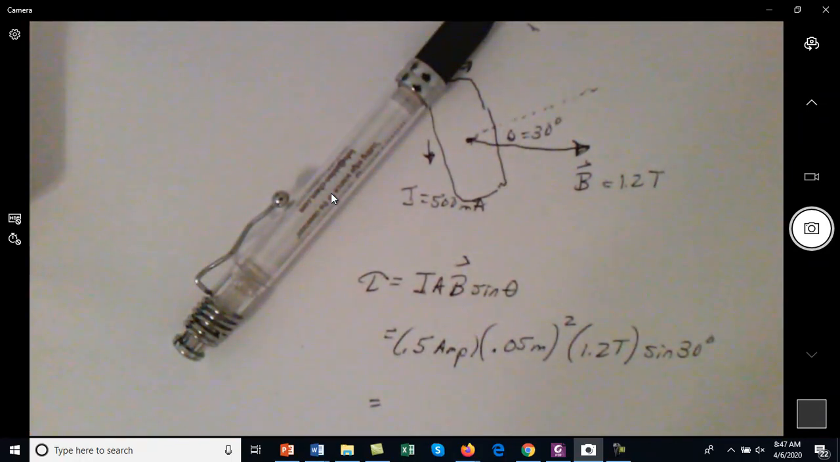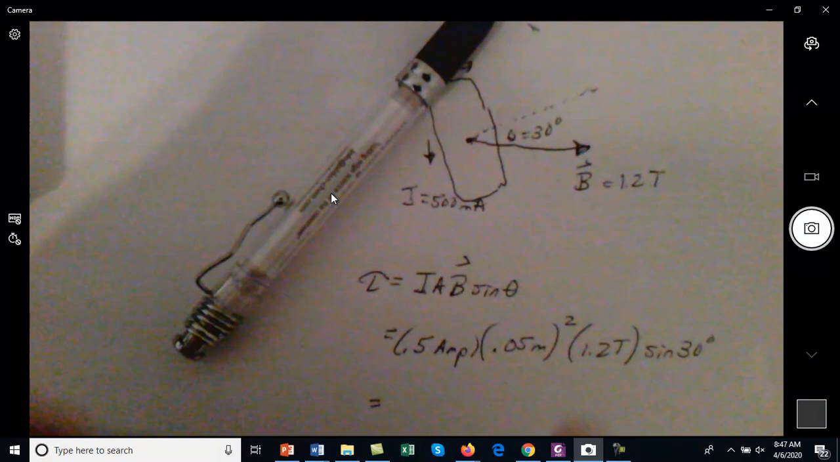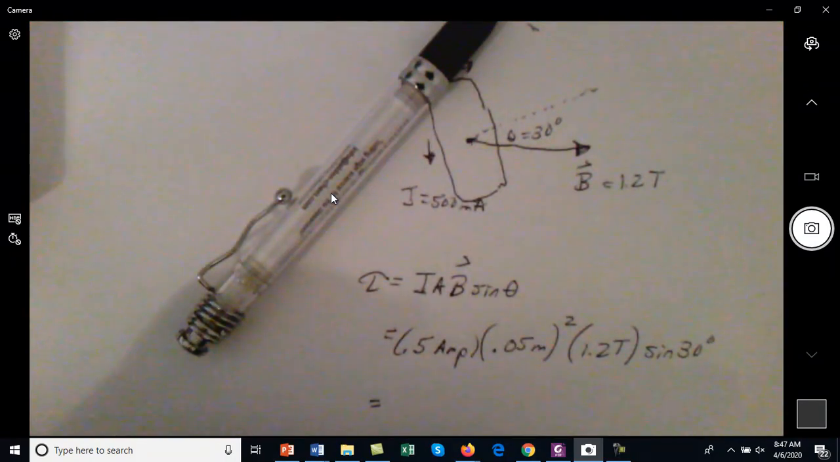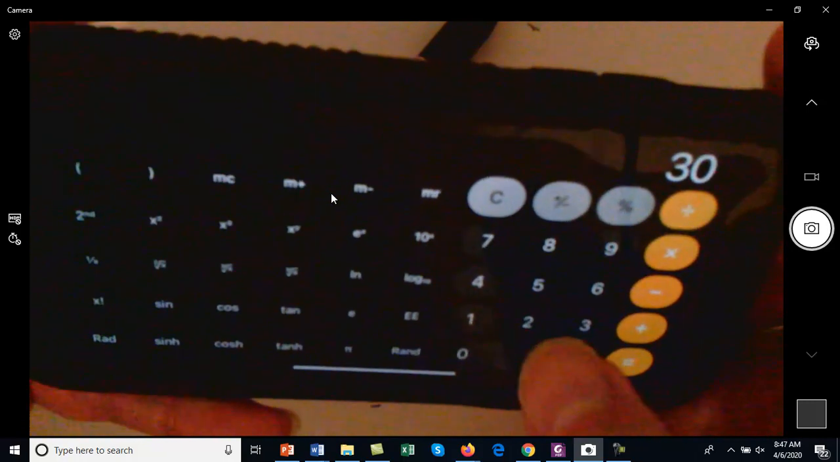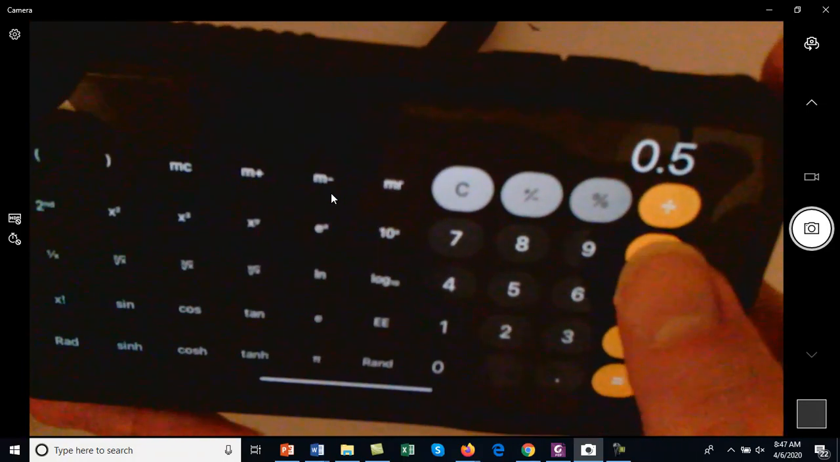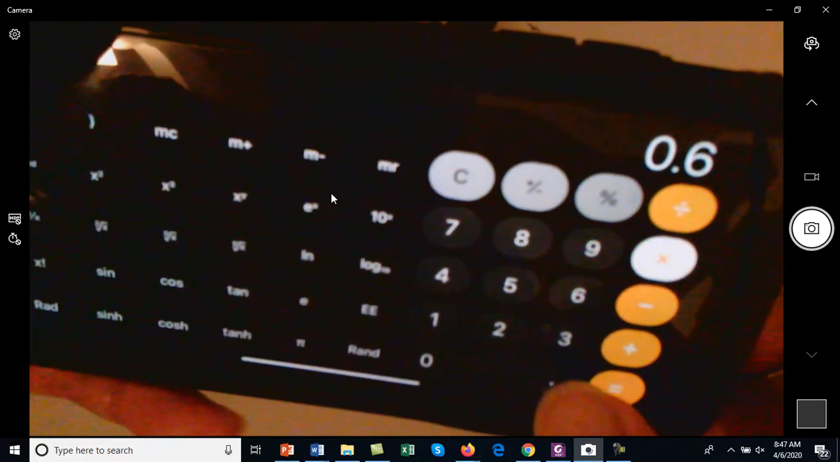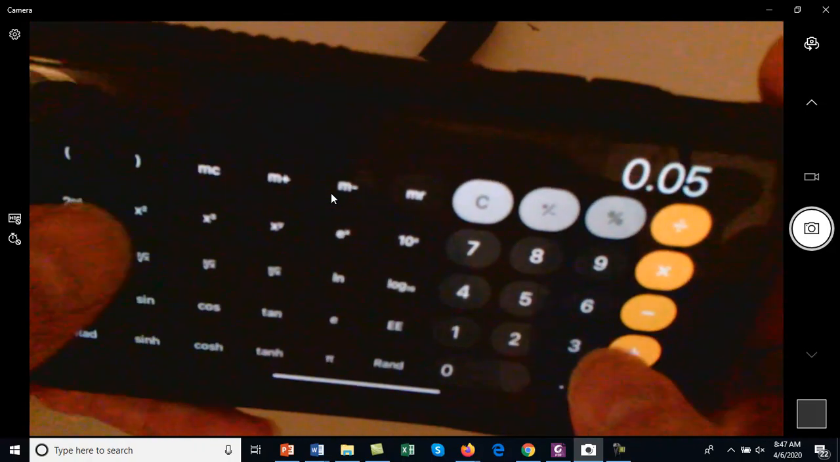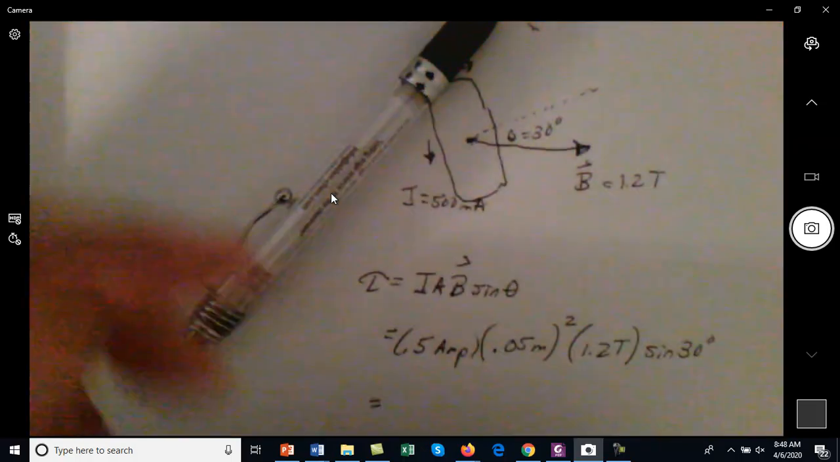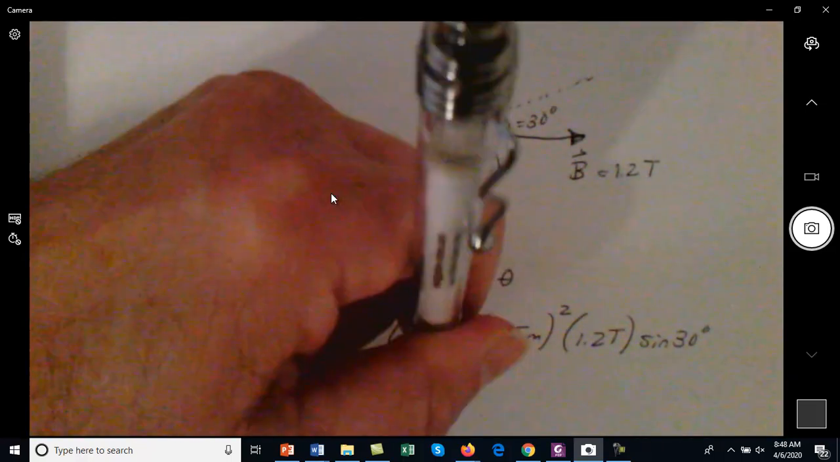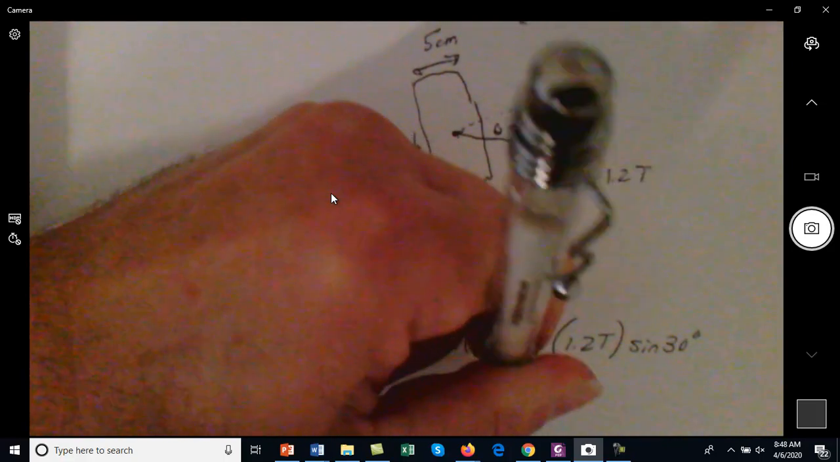So go ahead and plug that into our calculators. Okay, I'll make sure I'm on degrees, not radians. Okay, so I take sine of 30 times 1.2 Tesla times 0.05 meters squared times 0.5 amps. And this gives me 0.00075, or 7.5 times 10 to the negative 4th Newton meters.